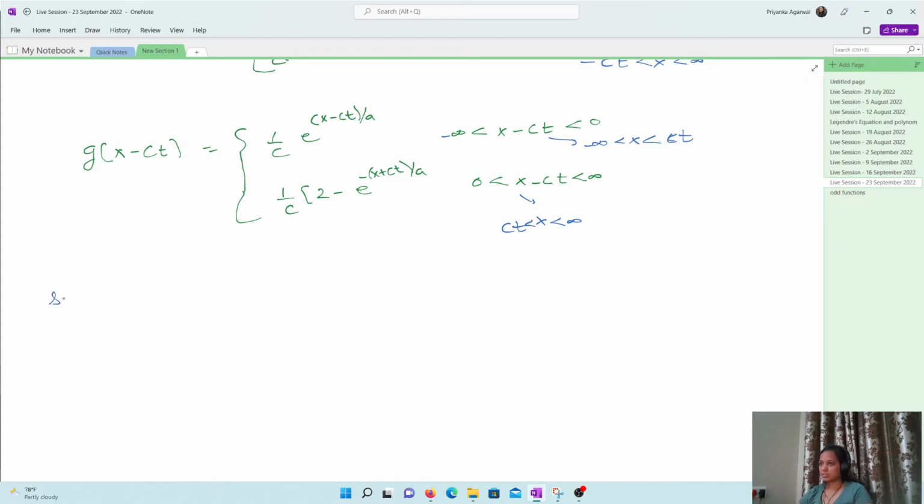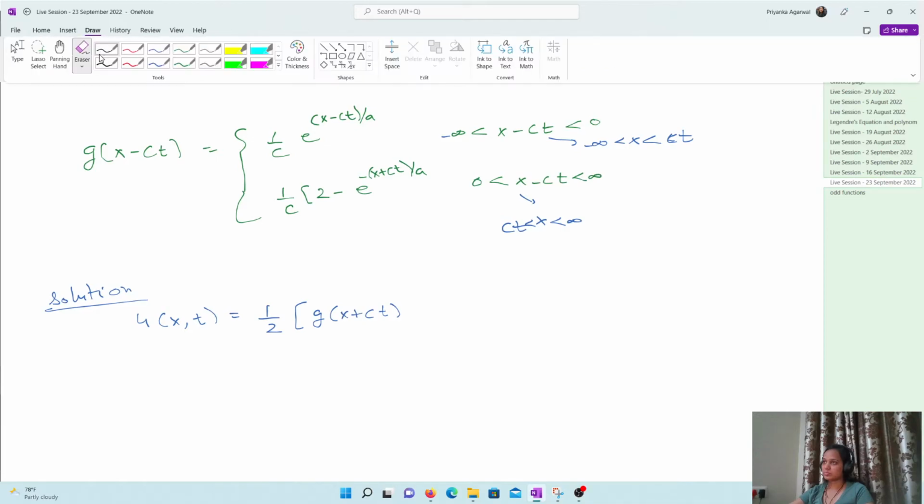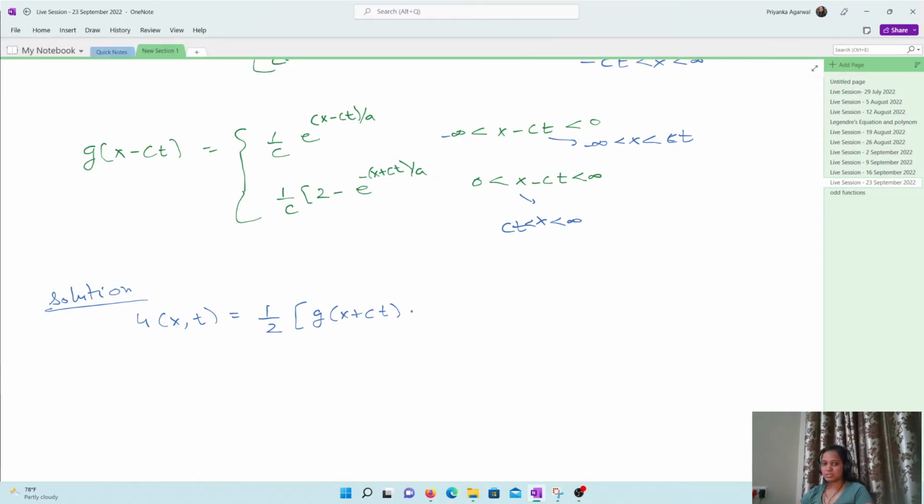Okay. So the final solution can be written as 1 by 2, g of x plus ct minus g of x minus ct. So the solution takes this form.